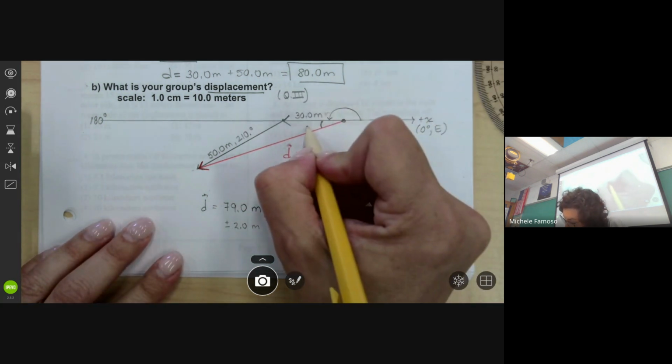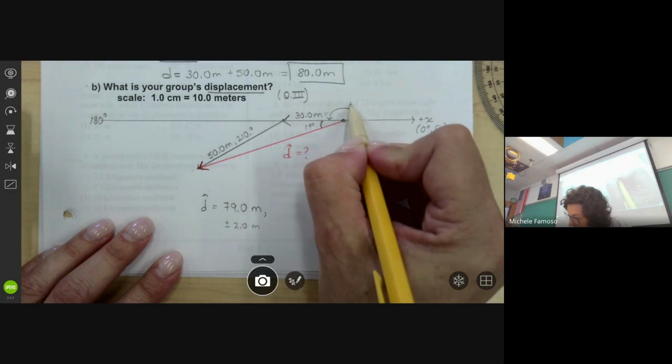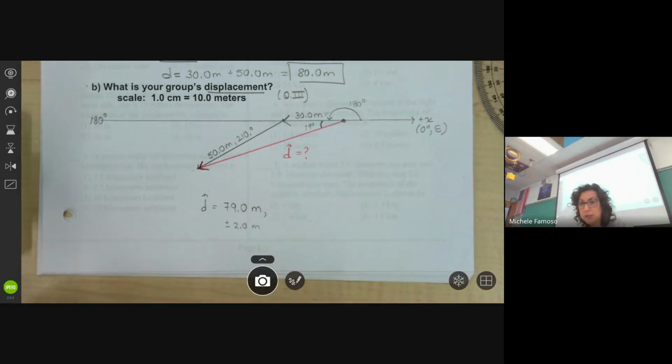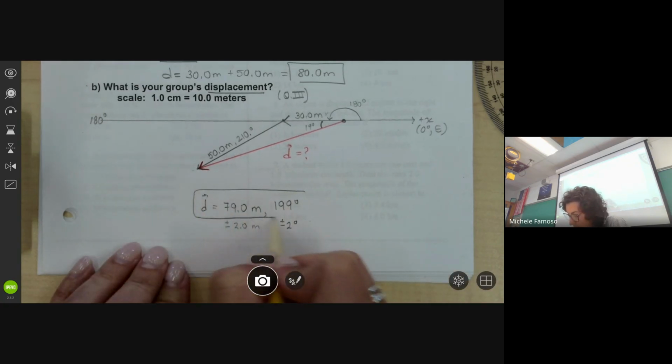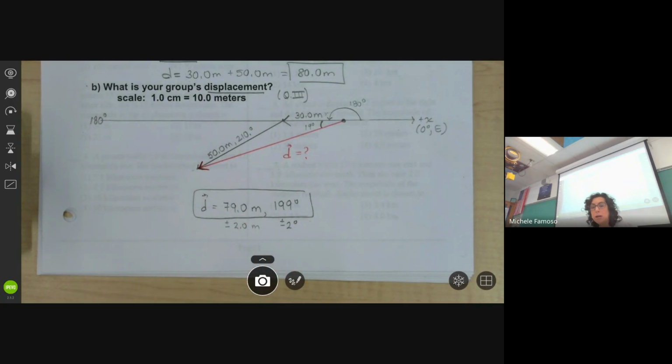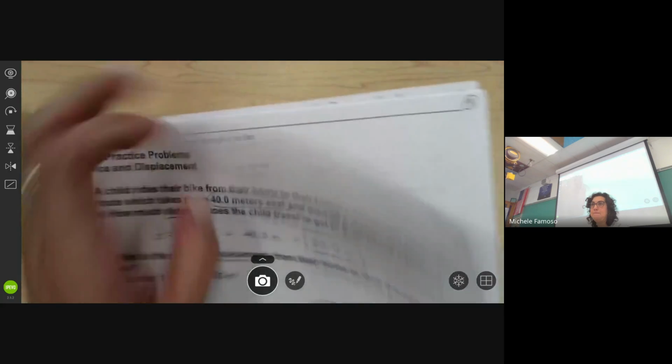Okay, so if this is 19 and that's 180, what's the actual direction? 199 degrees. You're going to be given 2 degrees of leeway on that, so your final answer should be somewhere between 197 and 201 degrees if you've drawn it within the acceptable range that's allowed. Any questions on number 9? Okay, let's kick it up a notch.